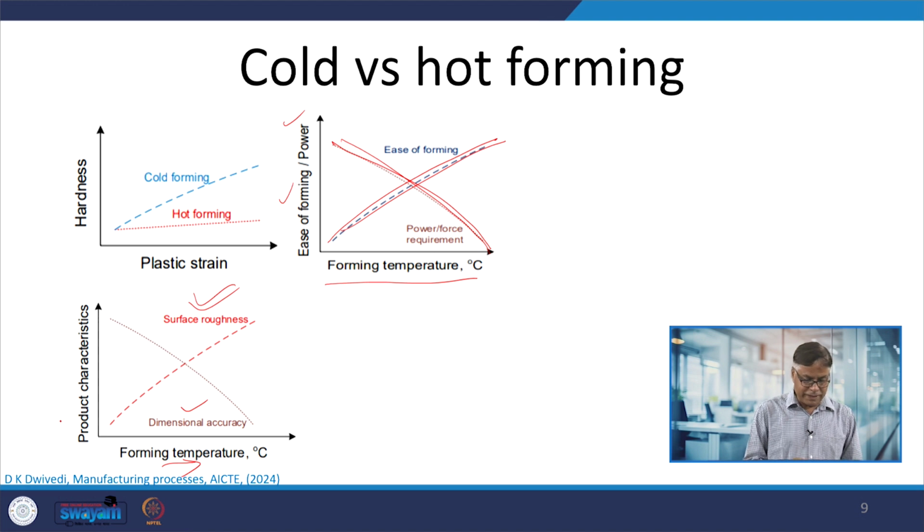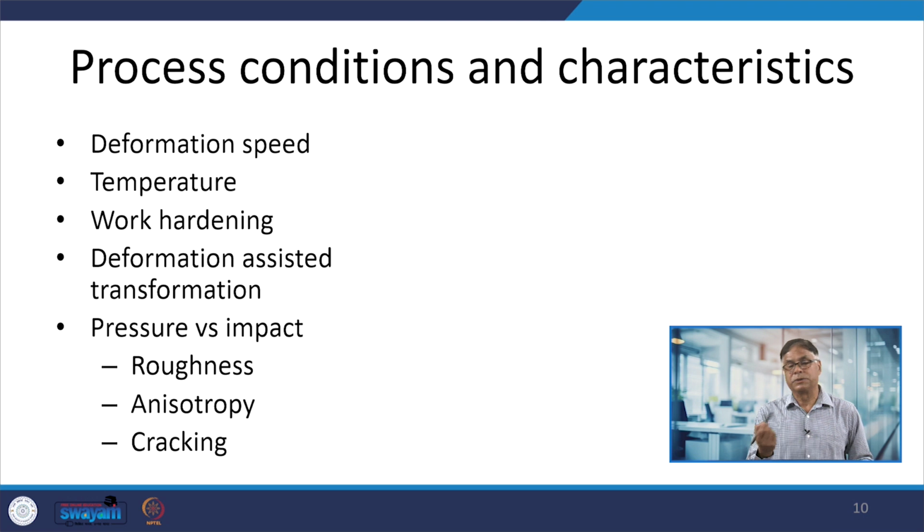So, the product characteristics vary as a function of the forming temperature, because the expansion of the metal during heating and contraction during cooling makes dimensional control very difficult, and that is why dimensional accuracy decreases with the increase of the forming temperature. Now, there are multiple factors associated with forming which affect the performance and properties of the product, like the deformation speed. If we try to deform the metal at a higher speed, then it tends to behave like a more brittle material. Okay. That is what we can see here.